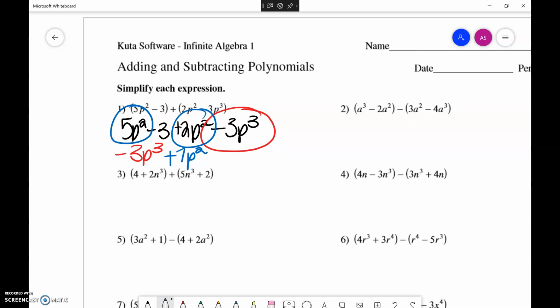Okay, so when you're adding and subtracting polynomials, you're just combining the coefficient, which is the number in front. You don't need to add the exponents or anything like that. Those exponents are going to stay the same. And then I have just the constant that's by itself, so I bring down negative 3, and that's my answer. Negative 3p cubed plus 7p squared minus 3.